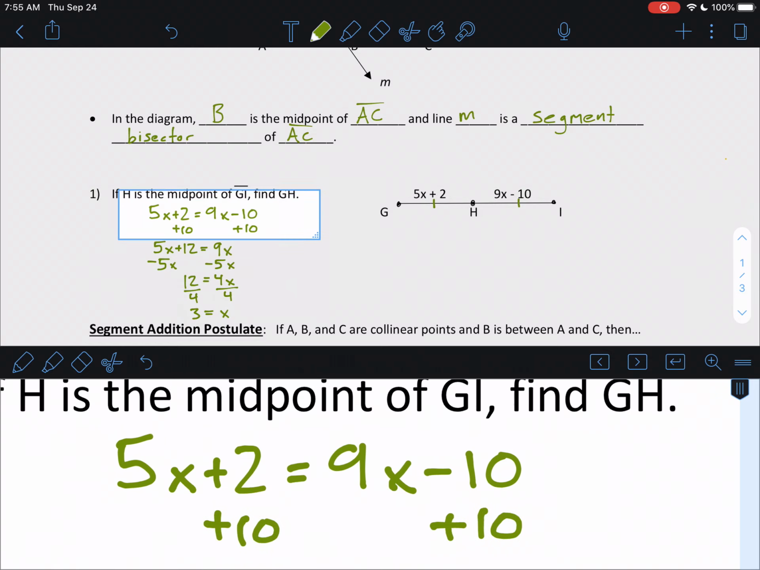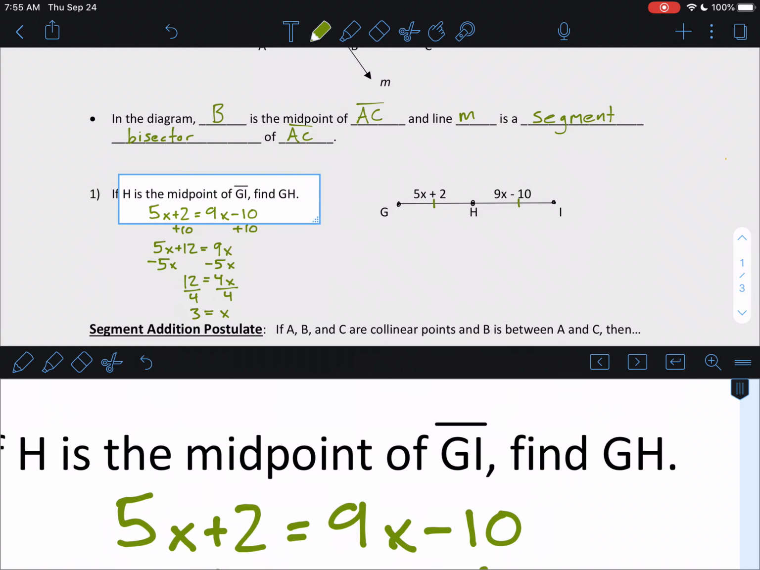And I don't know why they only put the line over GI. Like every single other segment that they name on this worksheet, they don't put a line over it except for GI. So clearly they have the capability to put the line over GI, but they just didn't. So I don't know why. But anyways, we want to find the length of GH.